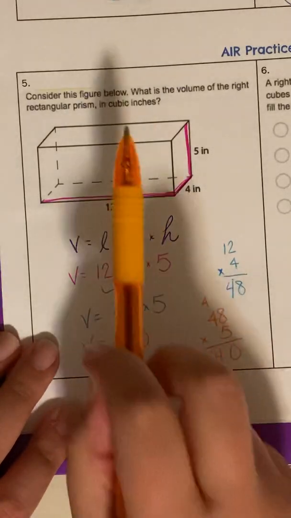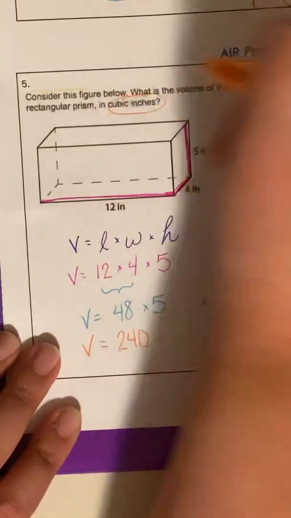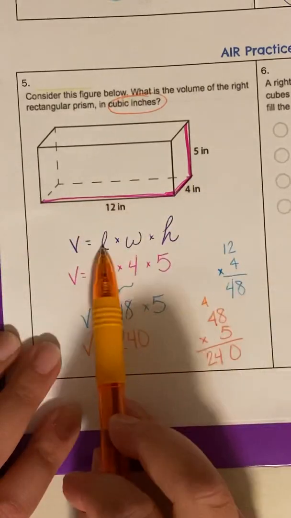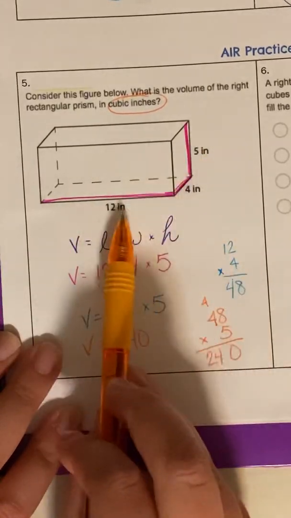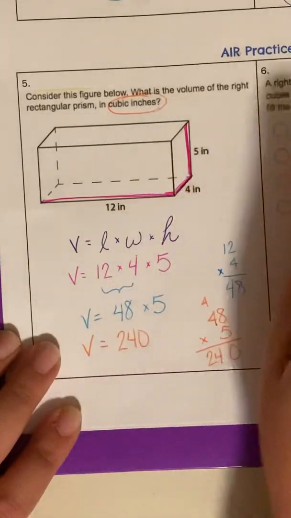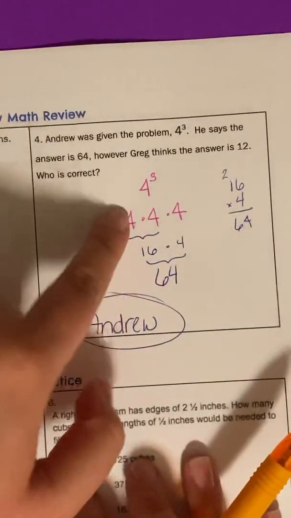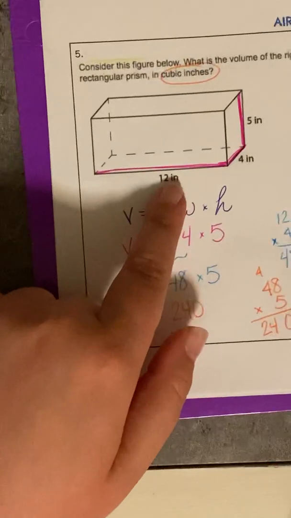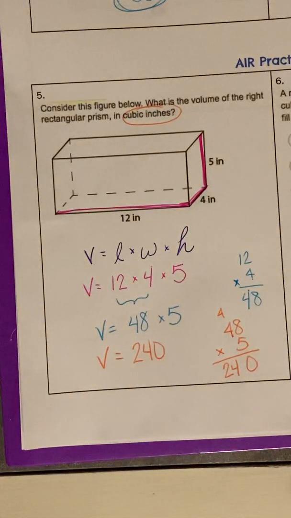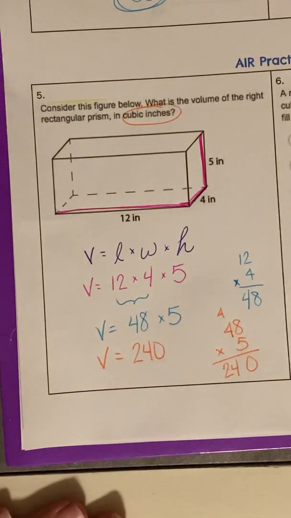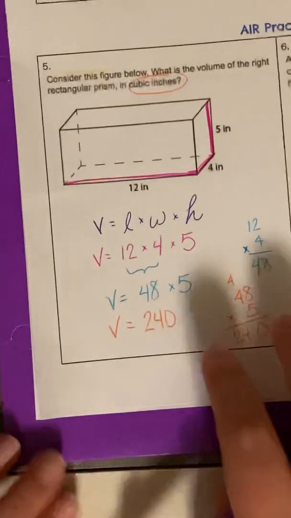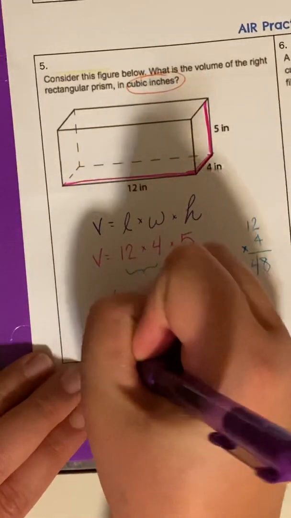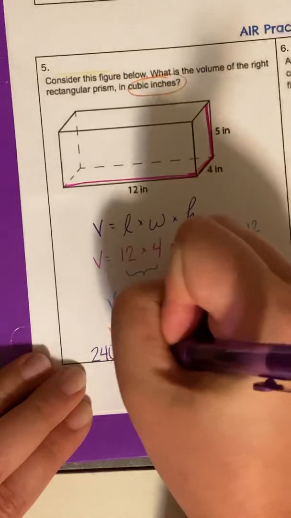be 240 cubic inches, because inches cubed, we're multiplying 3 times. So it's inches times inches times inches. Remember when we went up here, we had 4 to the 3rd power, 4 times 4 times 4. This is inches to the 3rd power, which is also inches times inches times inches. So I know on your doc, you can do 240 cubic inches.